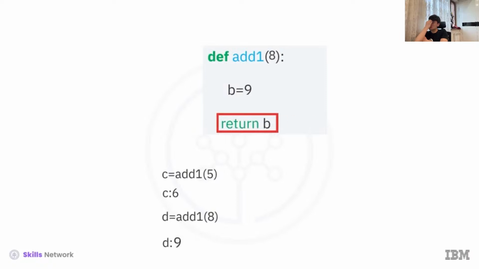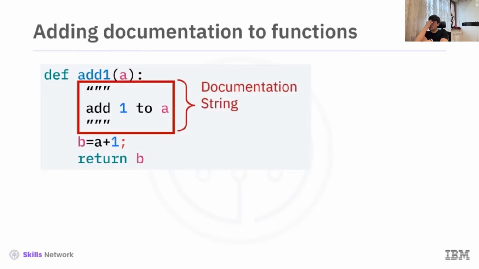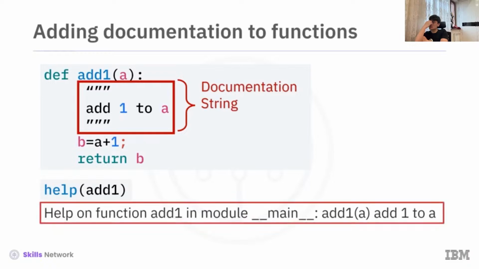Let's try and make this function more complex. It's customary to document the function on the first few lines. This tells anyone who uses the function what it does. This documentation is surrounded in triple quotes. You can use the help command on the function to display the documentation as follows. This will print out the function name and the documentation.